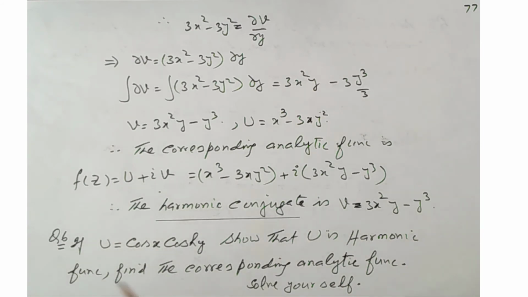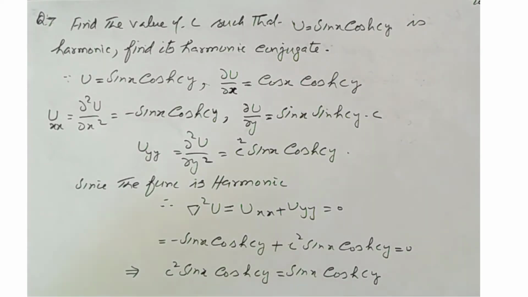Now question 6: if u equal to cos x cos hyperbolic y, show that u is harmonic function. Find the corresponding analytic function. So again you can solve this question yourself by taking the steps of question 4 and 5, you can easily solve this question. This is a very important question.